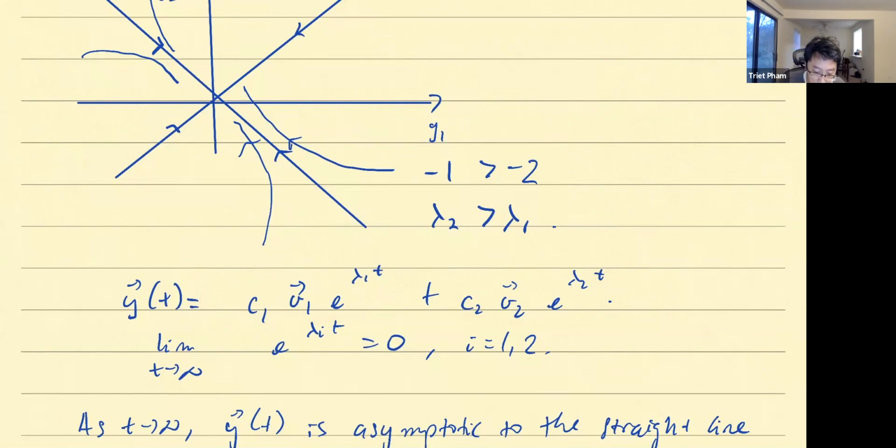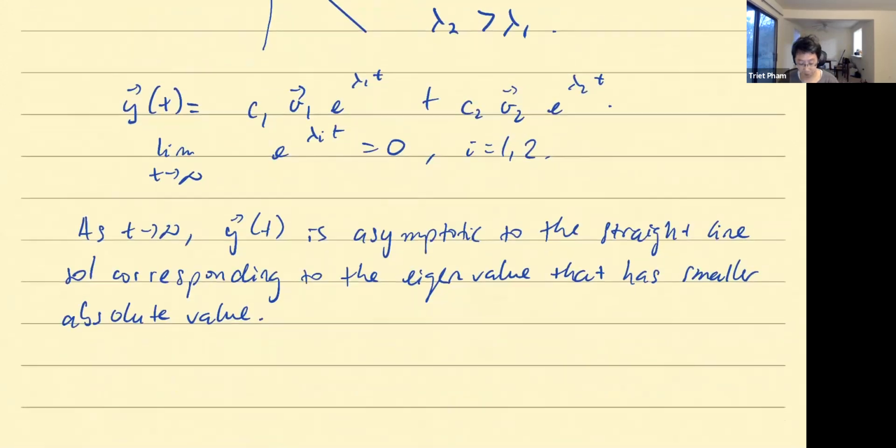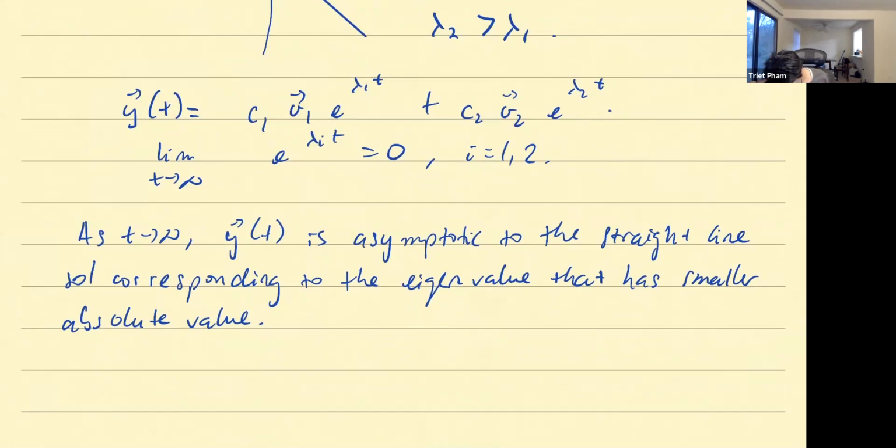Oh, did I say this is a sink? So in this case, (0, 0) is a sink. Any question here?